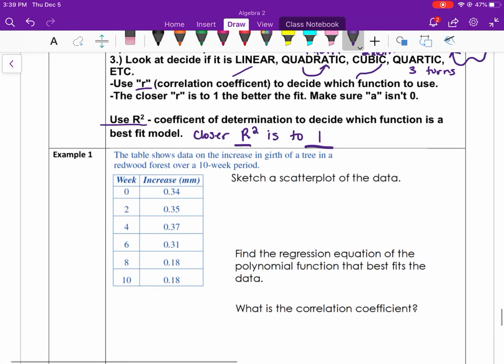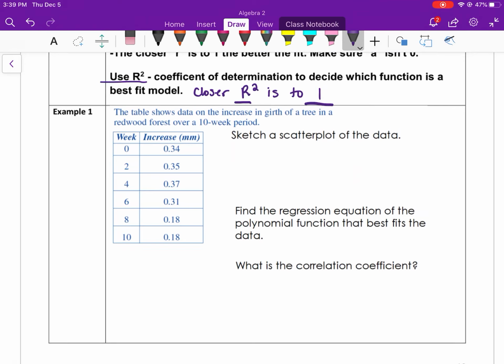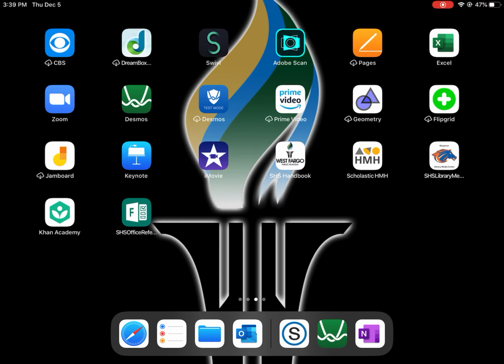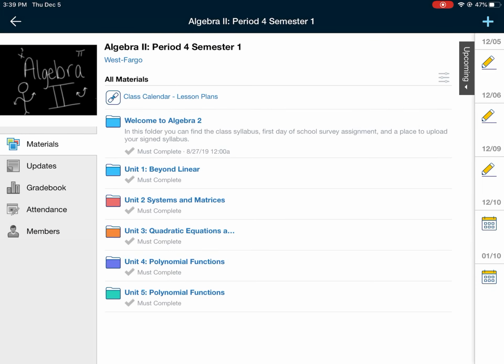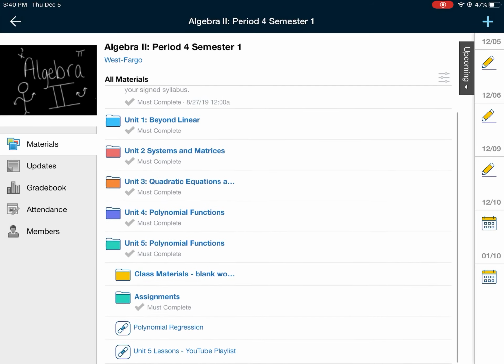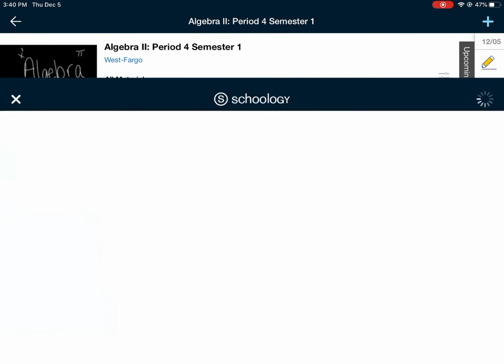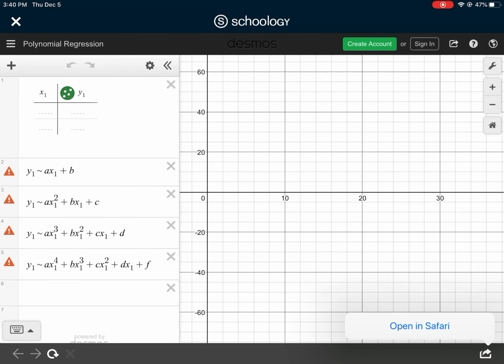So in order to do this, I've put together a Desmos sheet for you to use. So if you go into Schoology, go under our class Unit 5 folder, you'll see this polynomial regressions. So open that up, and we probably want to send that to Desmos or open in Safari. So I'm going to open that up in Safari.